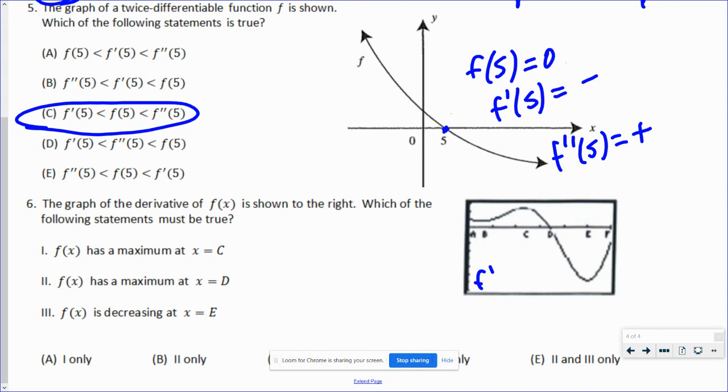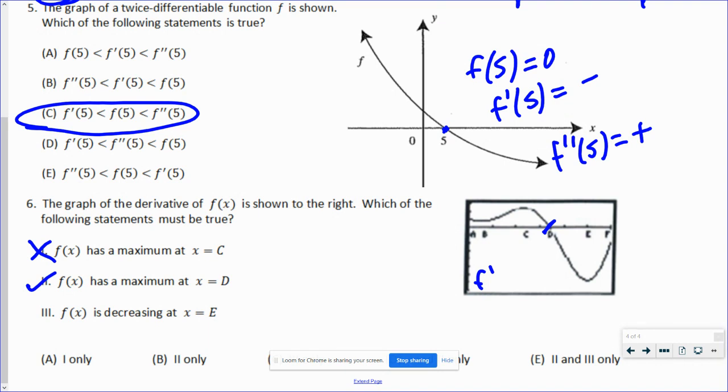Number 1, F has a maximum at x equals C. Okay, at C, our derivative should be changing from positive to negative if C is going to be a maximum for F, which is not happening. It's not equal to 0 and changing. F has a maximum at x equals D. Take a look at D. At D, we are equal to 0, and we are changing from positive to negative for F prime, so that means F has a maximum at D.